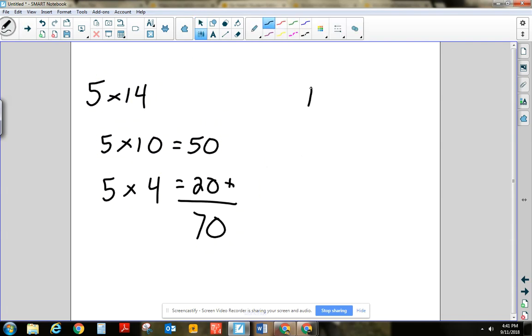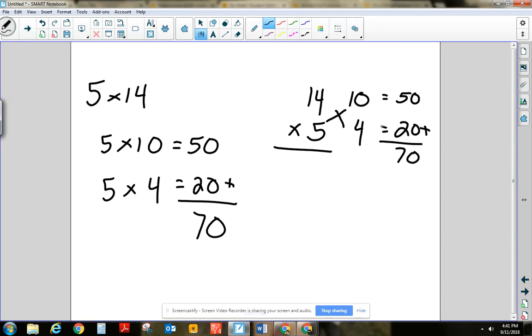All right. So let's say the problem is written down this way. Well, sweet. We can break up that 10. We can break up that 4. Right? So there's my 14. 5 times 10 equals 50. 5 times 4 equals 20. And I can add them together that way. Either way is great, as long as you show your work.